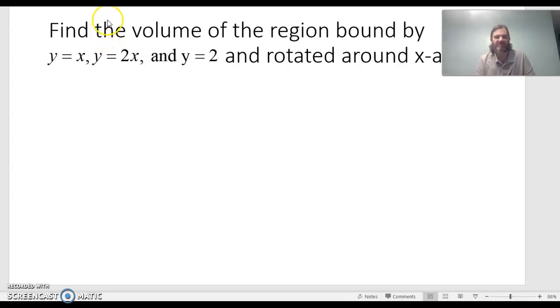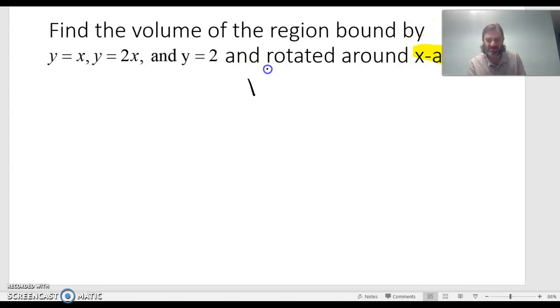Okay, so we're going to use our shell method practice here. We're going to find the volume of the region bound by y equals x, y equals 2x, and y equals 2, and rotate it around the x-axis. So it says we're going to rotate this thing around the x-axis.